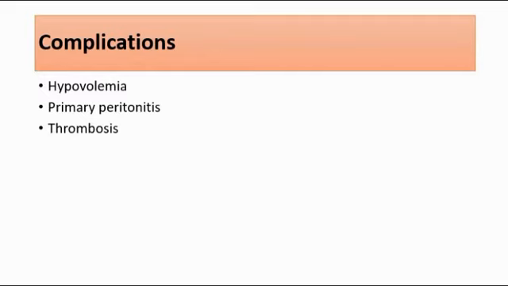The second complication is primary peritonitis. This is because when the water moves into the third space, it will cause ascites, and there will be abnormal fluid accumulation in the peritoneum. So this is a very suitable medium for bacterial growth, and it will cause spontaneous bacterial peritonitis. And the signs to look out for are fever and abdominal pain. Third complication is thrombosis. This is due to the urinary loss of antithrombin and also increased synthesis of clotting factors.